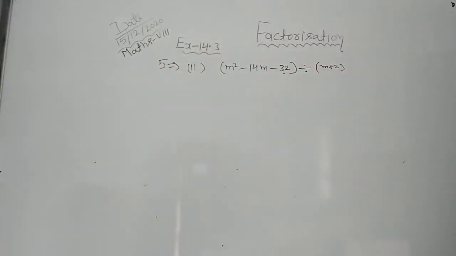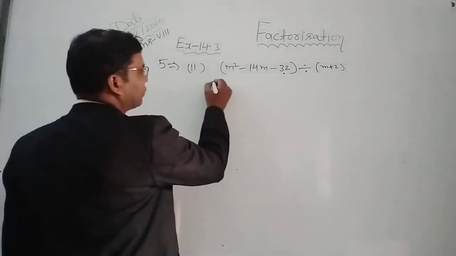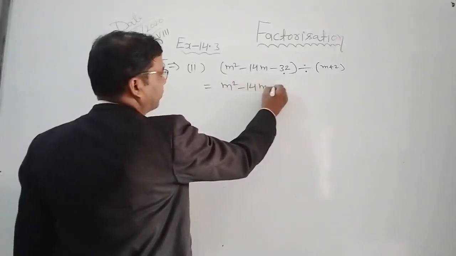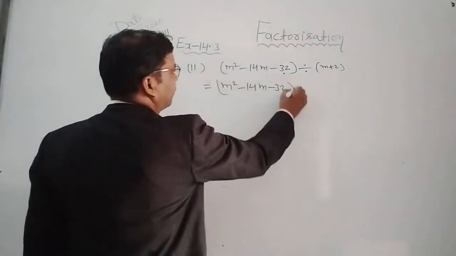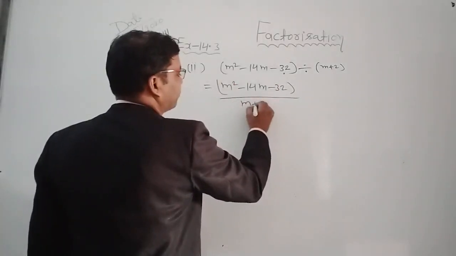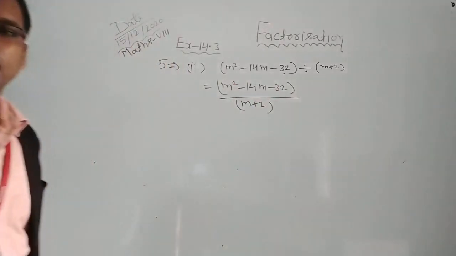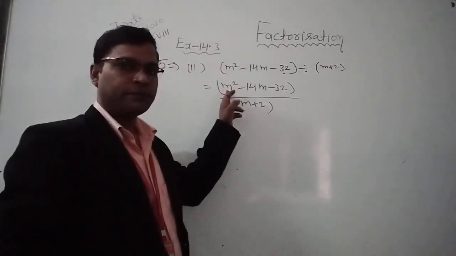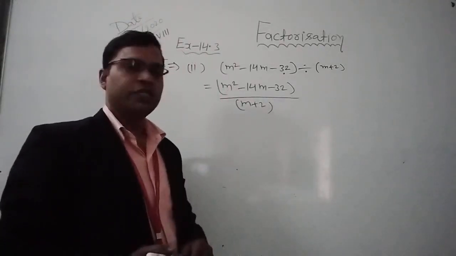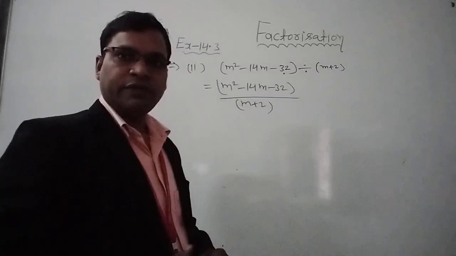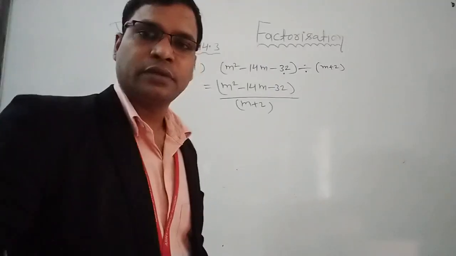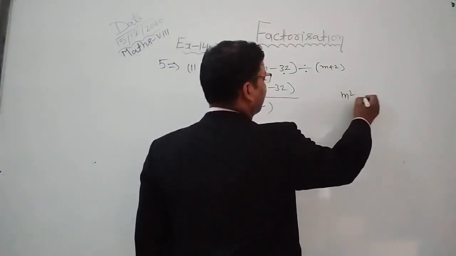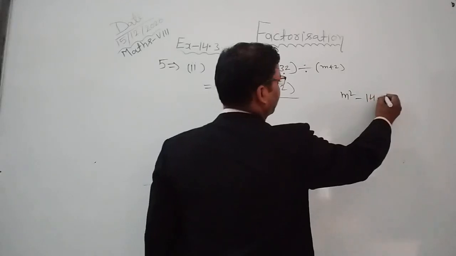Now, how should we divide it? First, you can write it like this: m square minus 14m minus 32 divided by m plus 2. Let's see how to divide it. We first find the factors of m square minus 14m minus 32, and after this we divide it. So first of all, we write m square minus 14m minus 32.